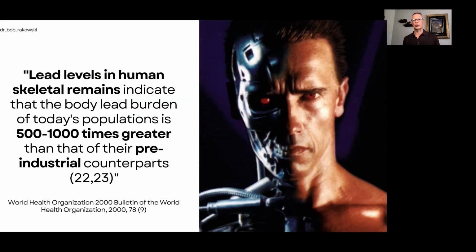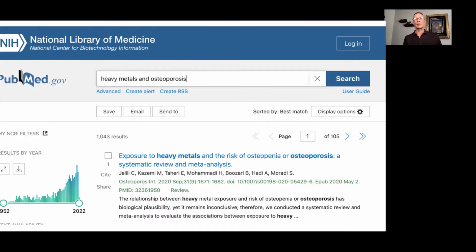When we start looking at our toxic world, when it comes to bone, I'm going to look specifically at heavy metals. In this quote, the modern skeleton has 500 to 1,000 times the lead of pre-industrialized humans. And you might ask, well, what in the world does that have to do with bone? A lot. So I went to PubMed.gov and did a search on heavy metals and osteoporosis, over 1,000 studies. And here's what it says: exposure to heavy metals and the risk of osteopenia or osteoporosis, and looking at many, many studies. And the conclusion is simple.